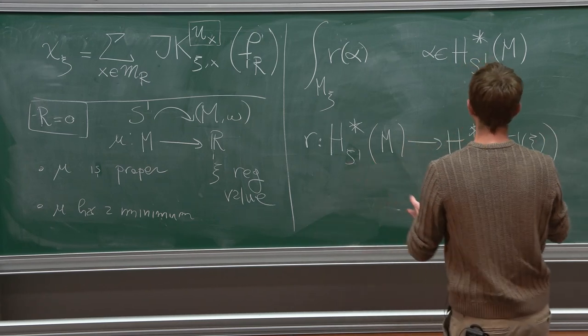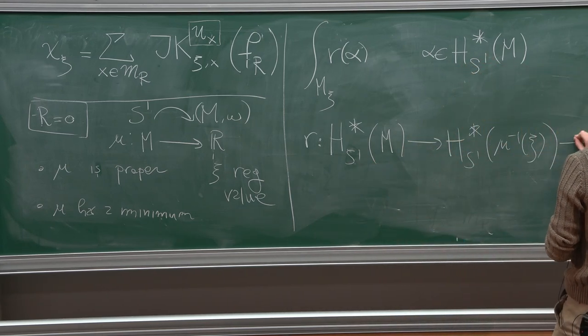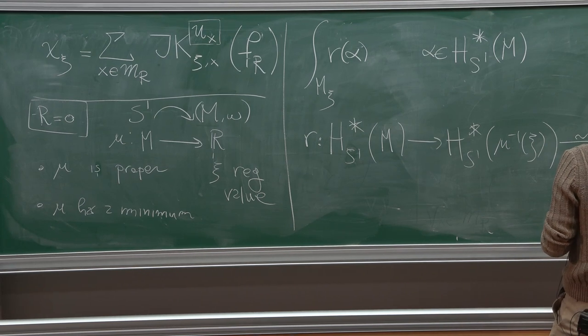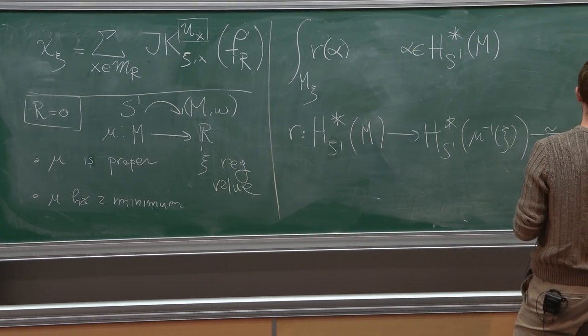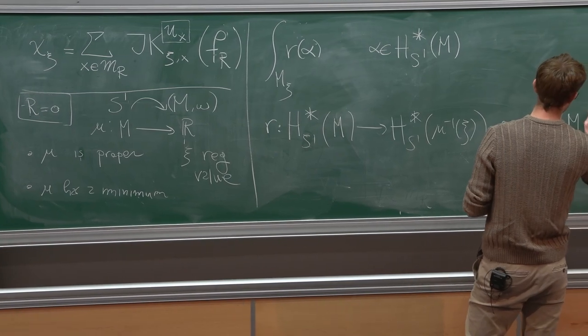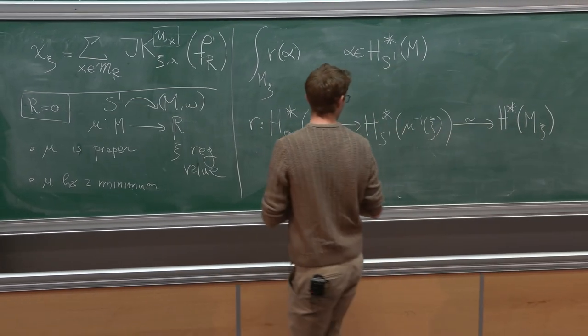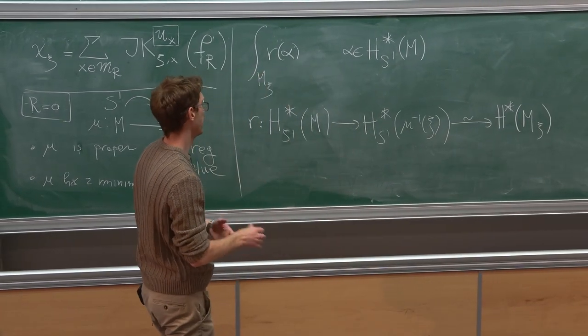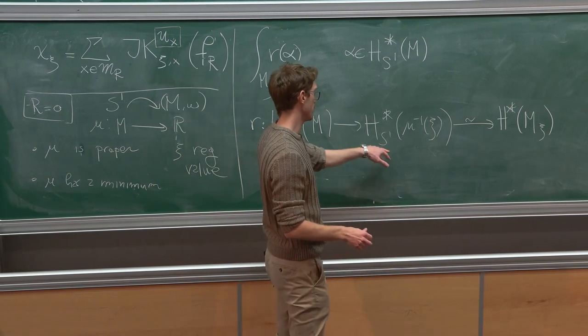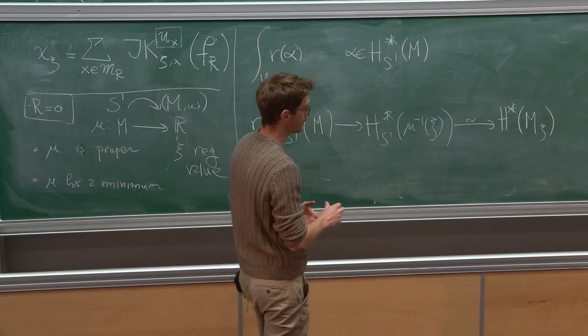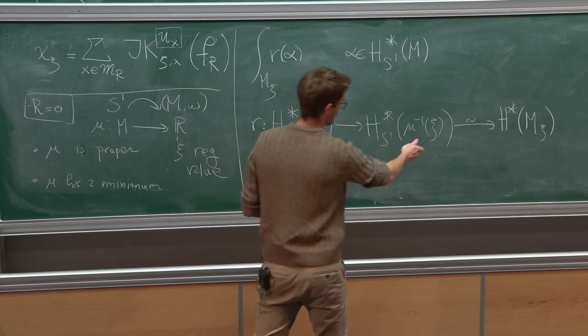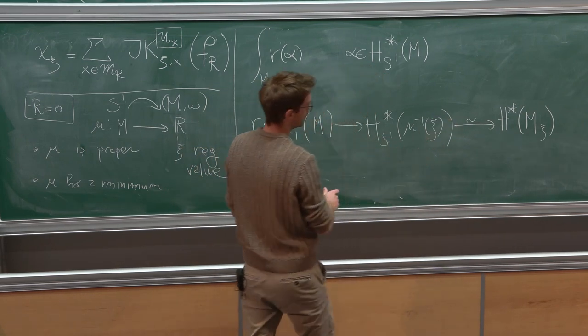So this is just the equivariant restriction. And then you have this isomorphism with the quotient that holds just because we are taking the regular value. So in particular, if the action of S1 on this is actually free, this isomorphism holds because it's induced by a homotopy equivalence.